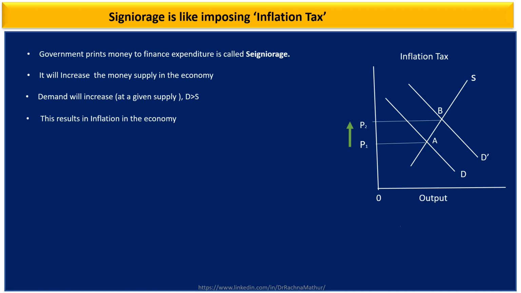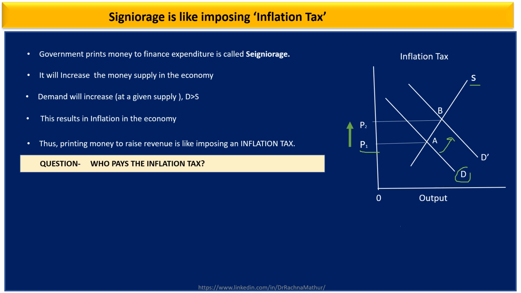Here we can see with the help of this figure, the demand and supply at point A gives the price P1. When the demand increases due to the increase in money supply in the process of seigniorage, this leads to the rise in price in the economy. This rise in price due to the printing of money is like imposing an inflation tax.